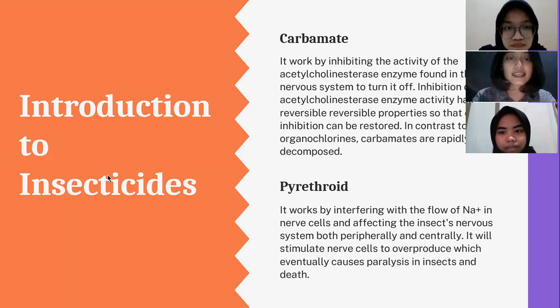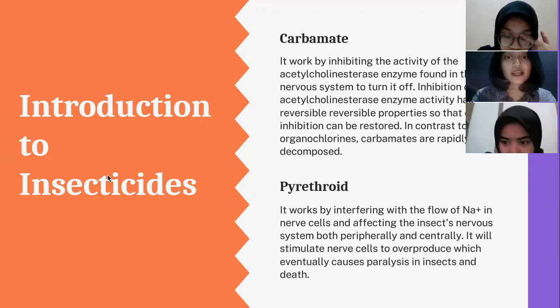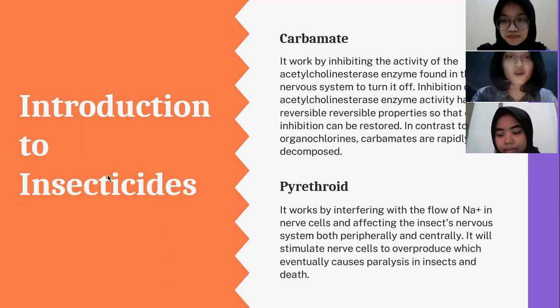And the last is pyrethroid or pyrethrid. Pyrethroids work by interfering with the flow of Na+ in nerve cells. Pyrethroids affect the insect's nervous system both peripherally and centrally. This insecticide causes the sodium channel to always be open. Pyrethroids will stimulate nerve cells to overproduce, which eventually causes paralysis in insects and death.